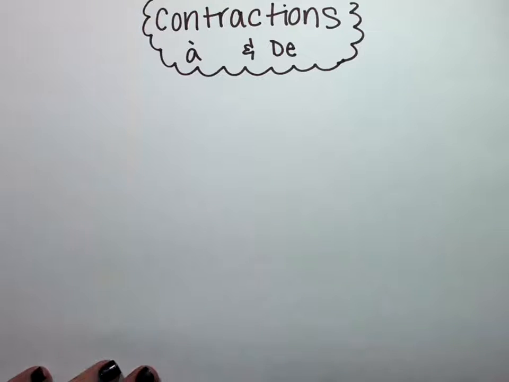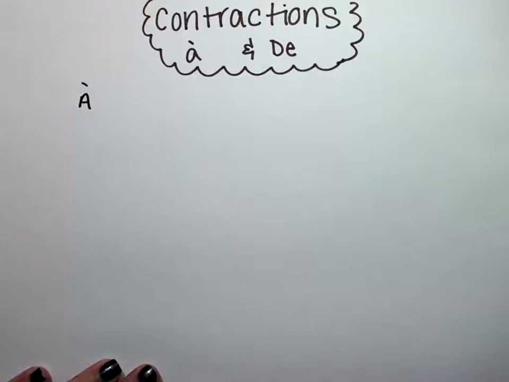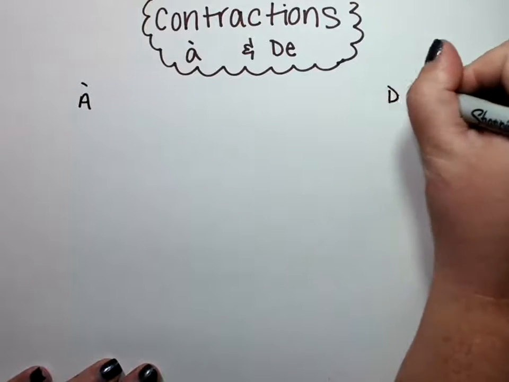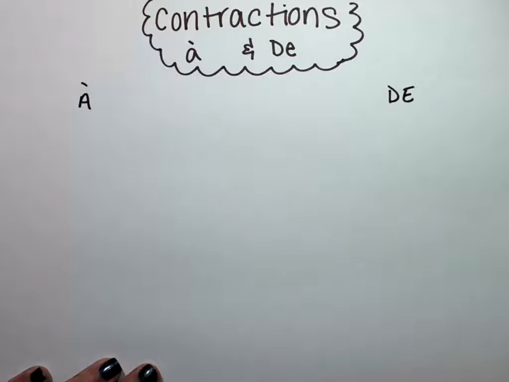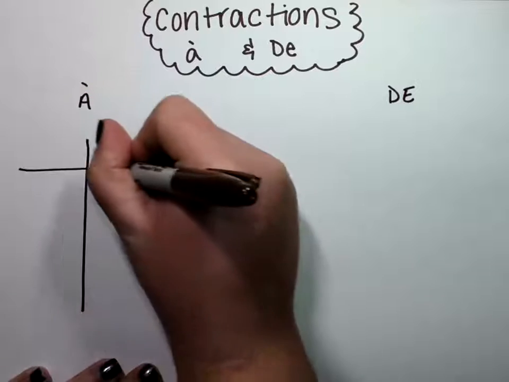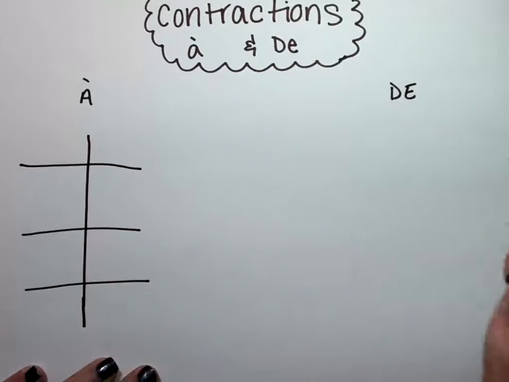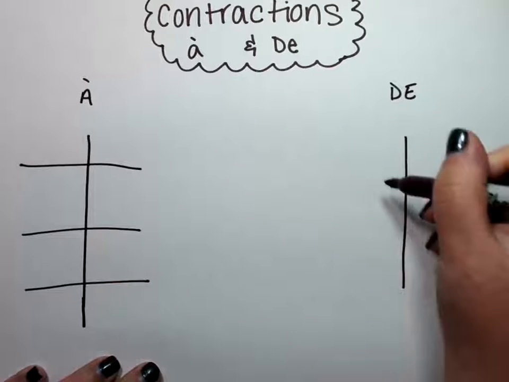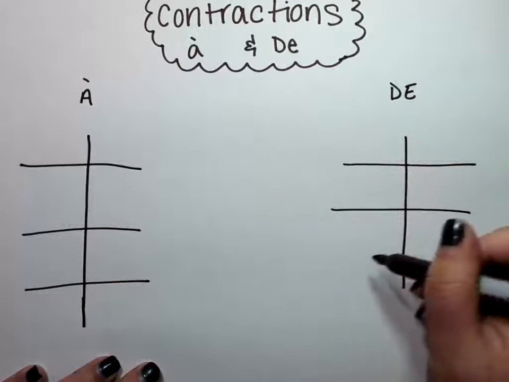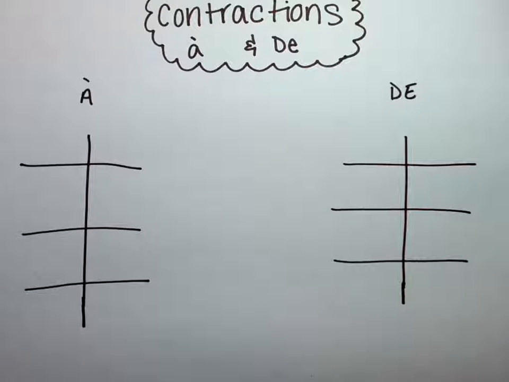So on my piece of paper here, I'm going to divide into two columns. On the left-hand side, I'm going to write a. And on the right-hand side, I'm going to write de. All right, and then below each one of those, I'm going to draw a little table. All right, so now that we have our tables drawn, let's start talking about what each one of these mean.